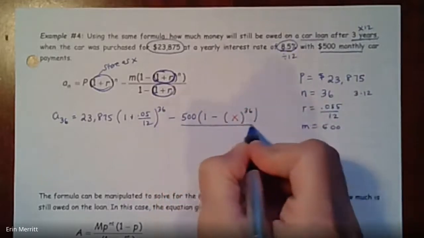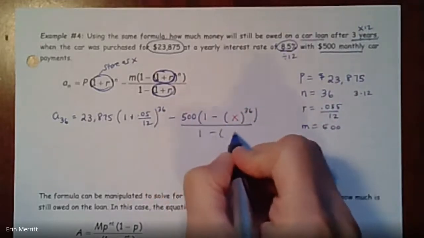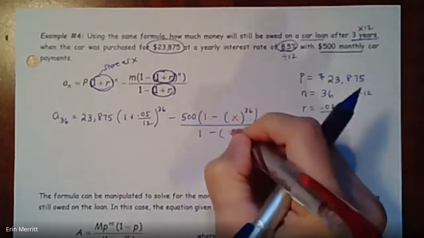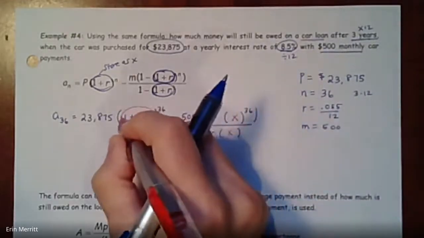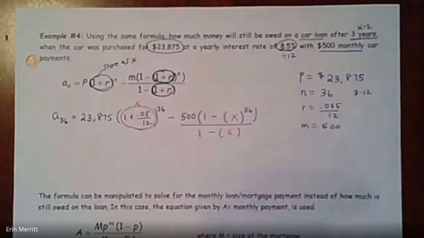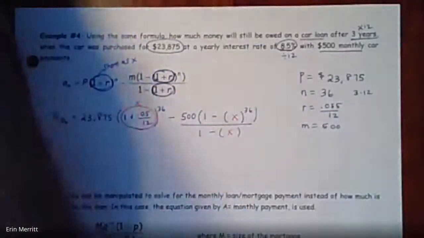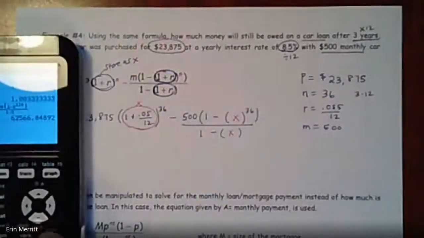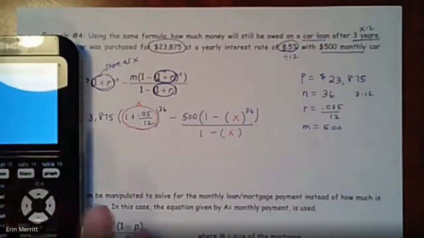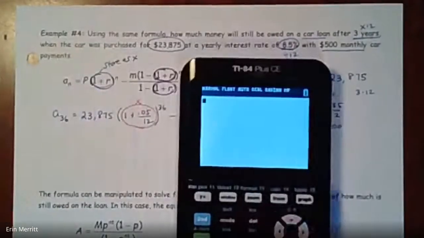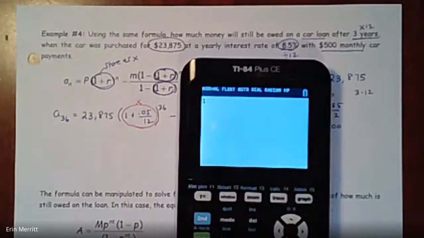And then all over 1 minus, again, I'm going to put in an X here. And to make it clear, this is what's going to go in for my X. So before I type the whole thing into the calculator, what I meant to say was let's put this in for X. So 1 plus 0.05 over 12, which is pretty messy. So let's store that in X and just hit enter.